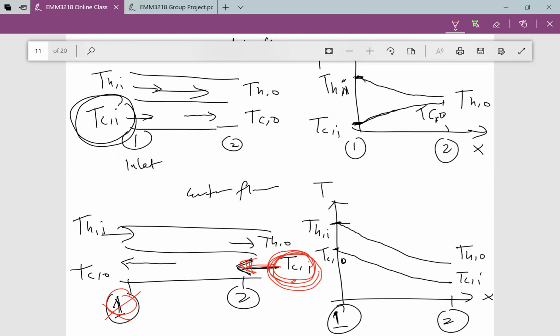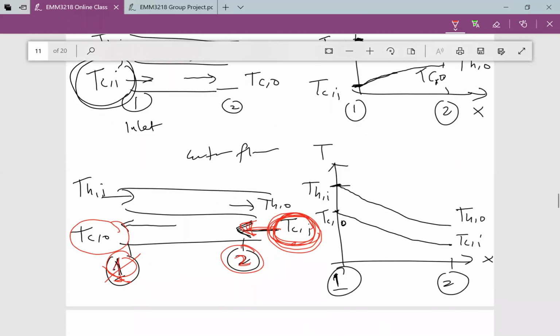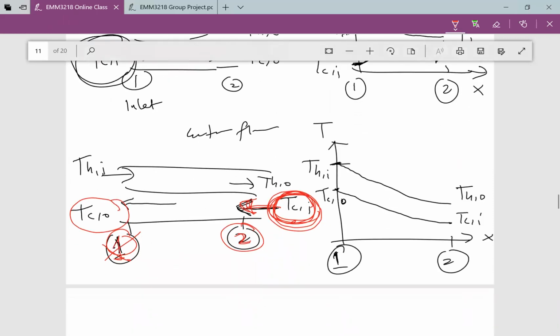But the temperature of the fluid inlet and outlet depends on where on the heat exchanger the fluid comes in and leaves. If it comes in at location 2, then location 2 becomes the inlet for that fluid, just like this T cold fluid. So then here at location 1 is actually the outlet for cold temperature. So it's T cold outlet. So this is how it looks like for counter flow.